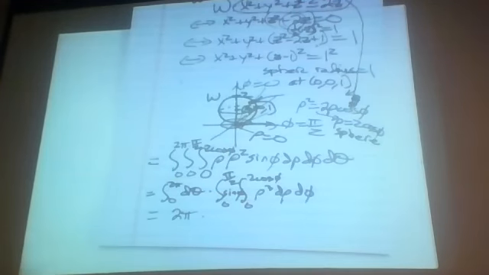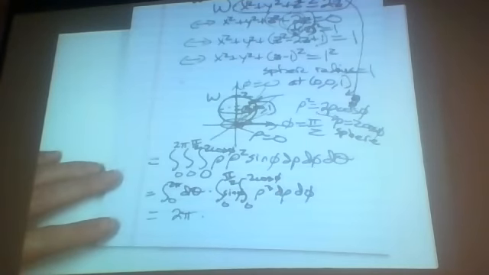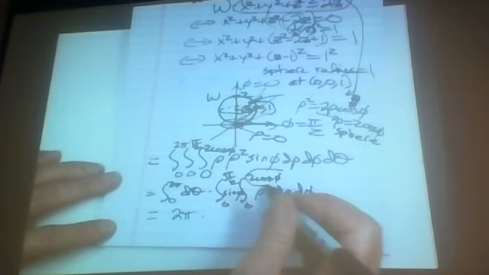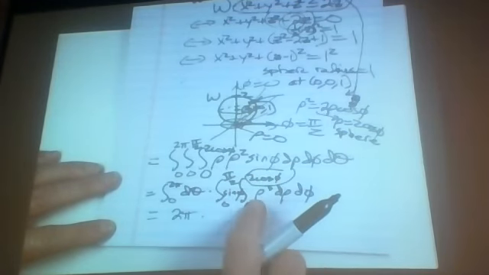How come we can't pull the d theta out? Is it because for the rho integral we're using 2 cosine phi? Yeah, because that's 2 cosine phi at the top. This integral is going to be a function of phi, and so you can't pull it out of the phi integral.